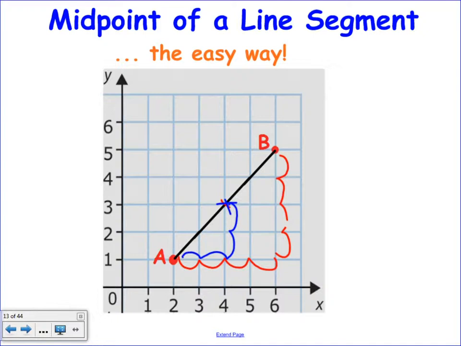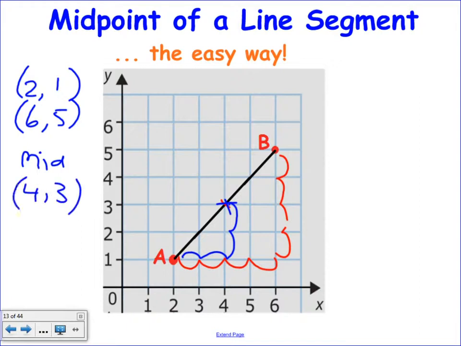Let's do it the maths way. So point A is at 2, 1. Point B is at 6, 5. So they're the 2 points I'm connecting. By drawing our midpoint, I can see that my midpoint is at 4, 3. Can everyone see that? So can you see mathematically what I need to do to get from 2 and 6 to 4, 1 and 5 to get 3?